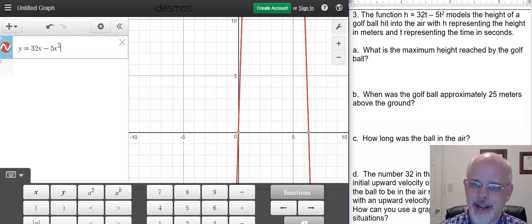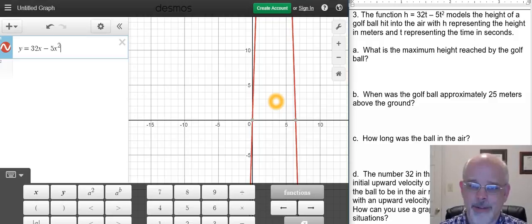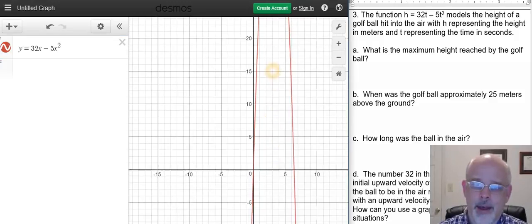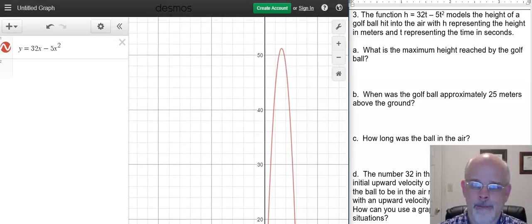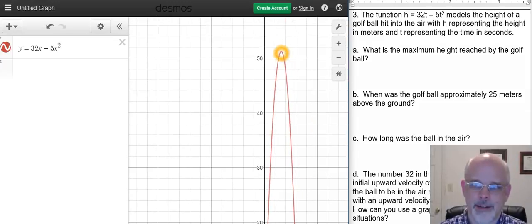And as soon as I type that in, you can see that it graphs the equation over here. I'm going to zoom out using my mouse wheel. If you're using a tablet or phone, you can pinch to zoom. I'm going to scroll up to take a look at the top of it. And there's my vertex. That's how I tell when it hits the highest point and how high it goes.